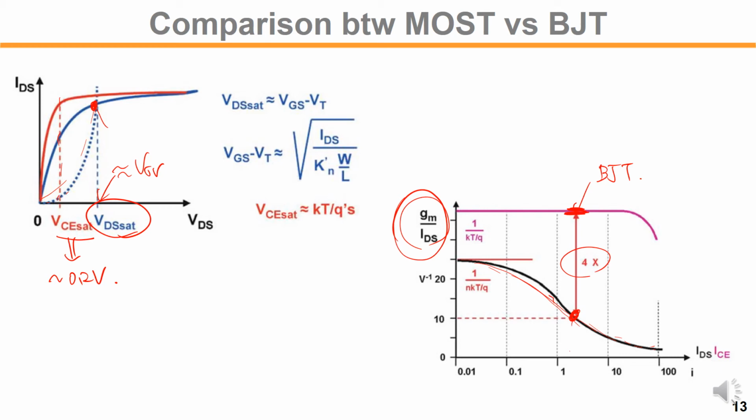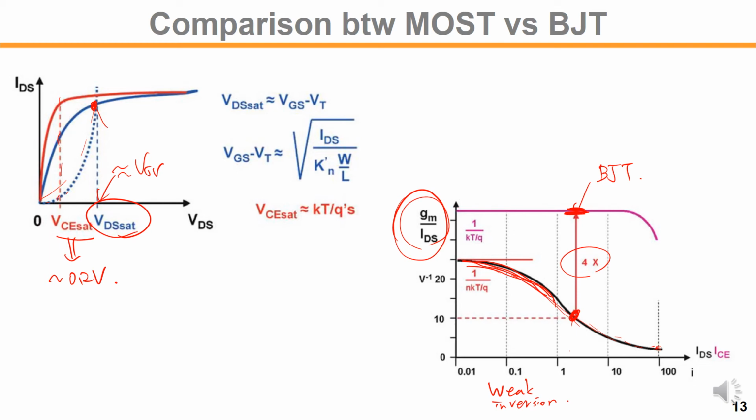If you drive your transistor into the sub-threshold region or weak inversion, then we can get better GM efficiency, but in return it gets us a larger device size and a slower device speed. Okay.